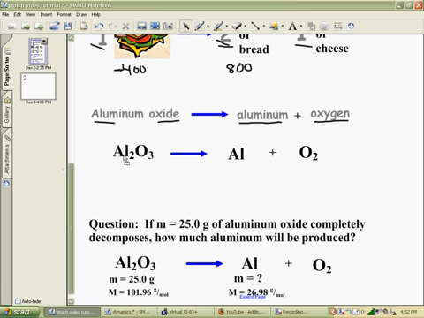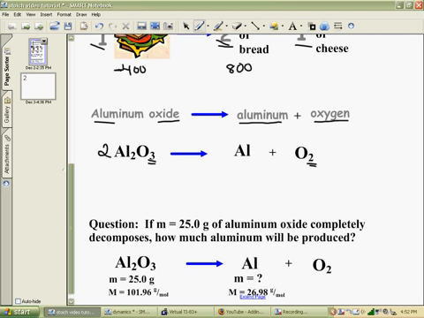Aluminum by itself is just Al, and oxygen is a diatomic element, meaning when you get oxygen as a gas, it actually bonds with itself and is O2. Now you have to balance this. I would tackle it with 3 oxygens here and 2 there. I would like to make 6 of each. If I put a 2 as a coefficient in front of aluminum oxide, then I would get 6 oxygens.